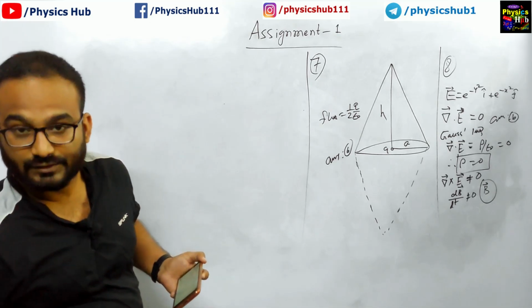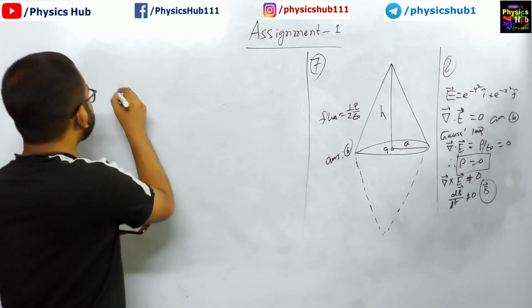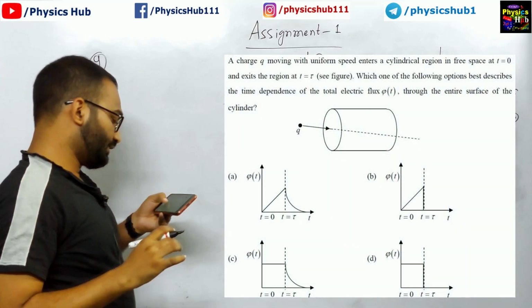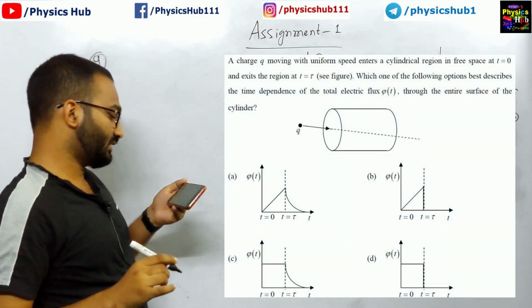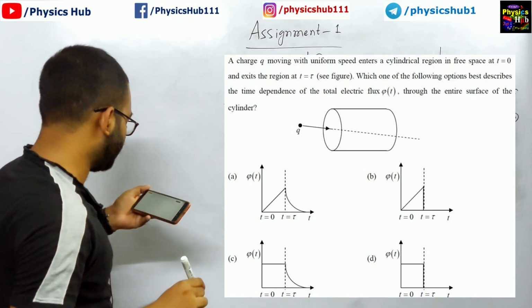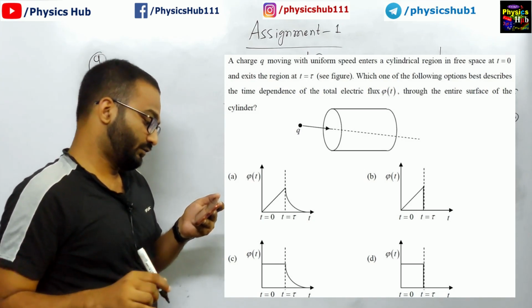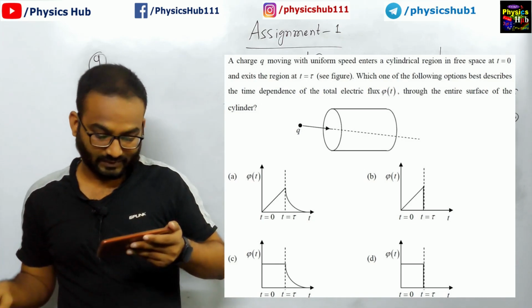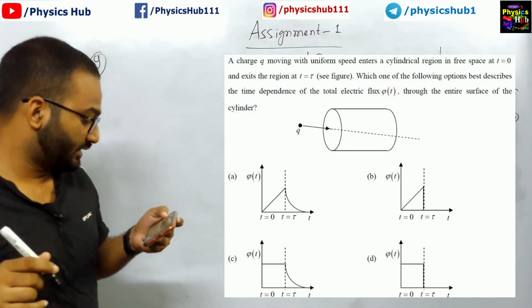Question number 9, let's read the question. What does it say? A charge q moving with uniform speed enters a cylindrical region in free space at t equals 0 and exits the region at t equals tau. Which one of the following options best describes the time dependence of the total electric flux phi of t through the entire surface of the cylinder?